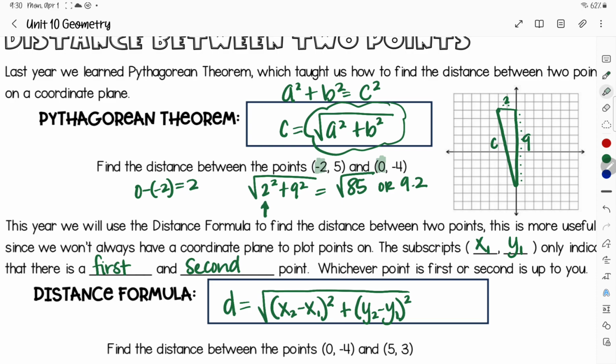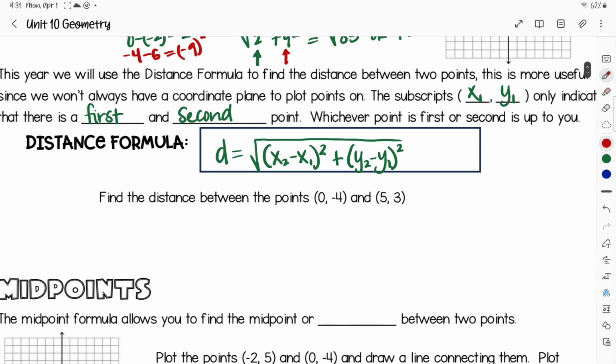And if we were to do the y's, this is y2, and this is y1. So we would do negative 4 minus 5, which I know, gives you a negative 9. But when you square a negative 9, you end up getting the same thing as 9 squared anyway. So you can see that those numbers come out the same. Okay? Did I do that right? I did. Okay. So now let's put this into play here.